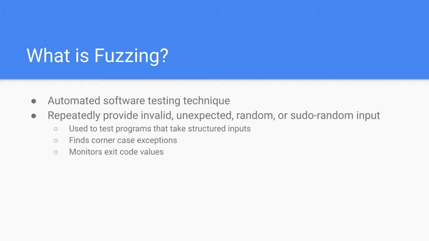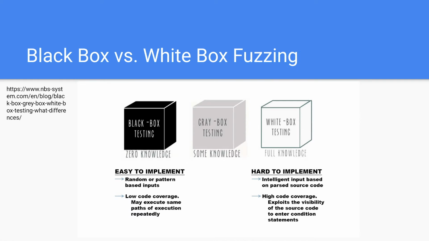In our specific case, our fuzzer assumes a program that takes 3 ASCII character input arguments. We use the inputs to check corner cases and then monitor the exit code value to determine if the source program crashed. Now, there are 3 main types of fuzzing.